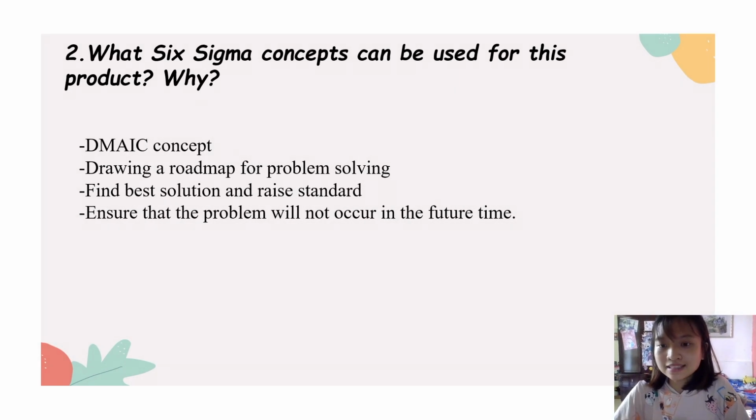The DMAIC concept is perfect for fruit, since DMAIC is a data-driven method used to improve an existing product, such as strawberries, for better customer satisfaction by drawing a roadmap for problem solving, to seek the best solution and raise standards to ensure that the problem will not occur in the future. The DMAIC is applied in the manufacturing of a product. So currently, the packaging has some defects.